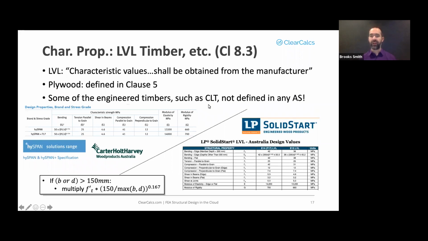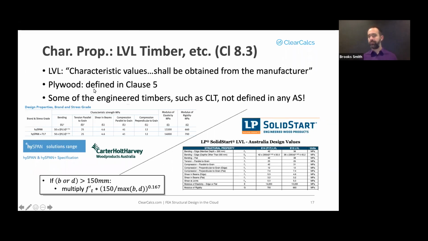Finally, if you're designing an LVL member, the standard tells you that the characteristic values for LVLs shall be obtained from the manufacturer. So there's no guidance in the standard for this. You have to go to the manufacturer. A couple of examples are shown here. You need to find which publication they've actually listed these things in. Sometimes that is a bit hard to find, unfortunately, but they all publish it somewhere. So a couple of examples here for Carter Holt Harvey HySPAN and LP Building Products SolidStart. There's some other manufacturers out there as well.